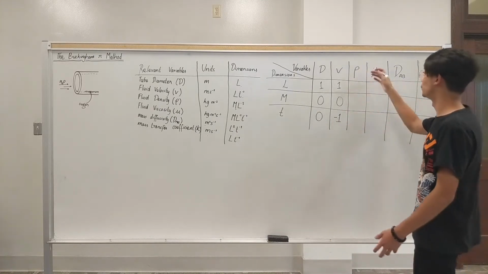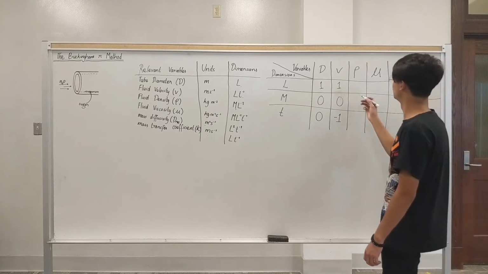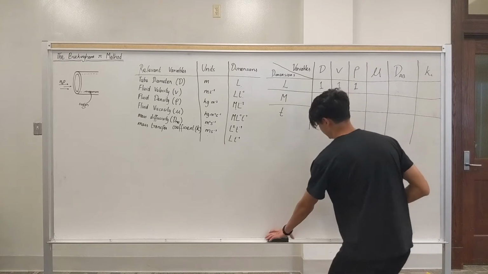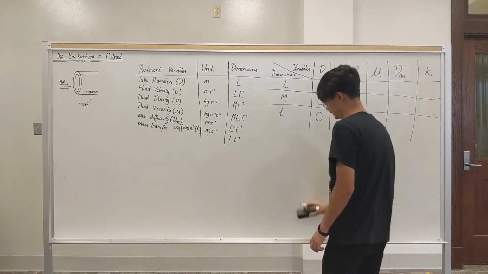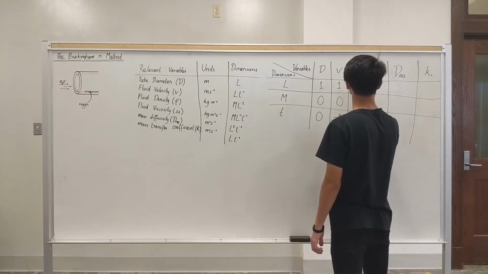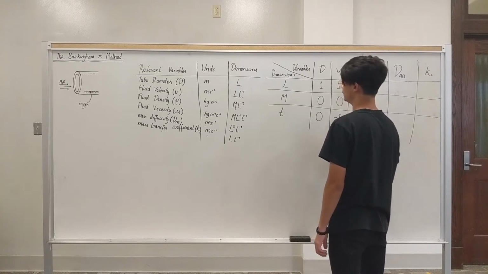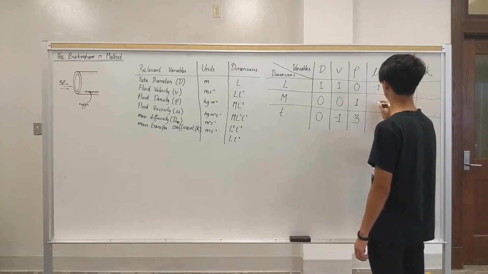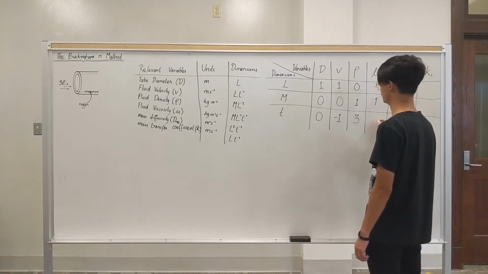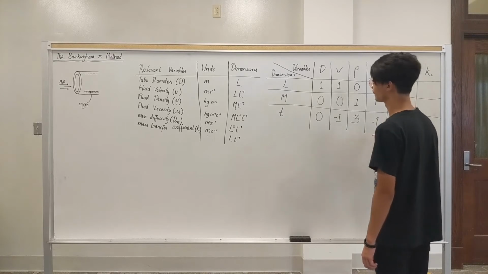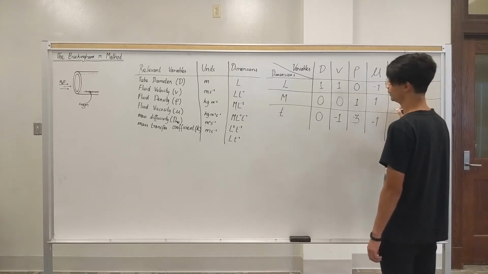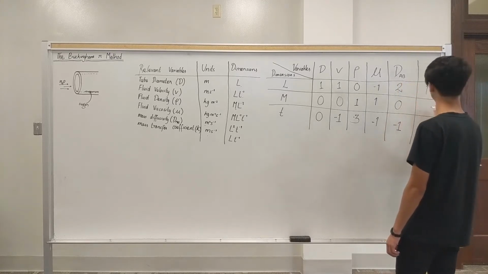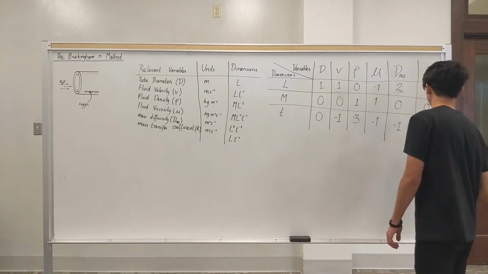So in the same way, we're going to construct this entire table. So let's go ahead and do that. So density is 1, that's actually a 0, 1, and a -3. This is going to be -1, 1, -1. Then we have 2 here, 0, -1, 1, 0, -1.